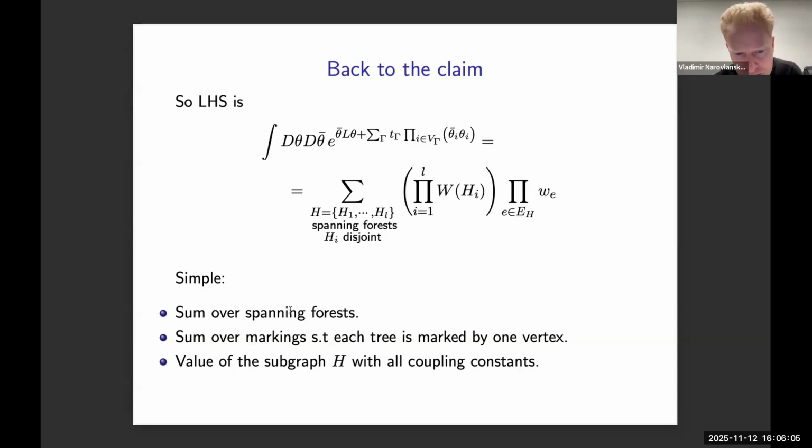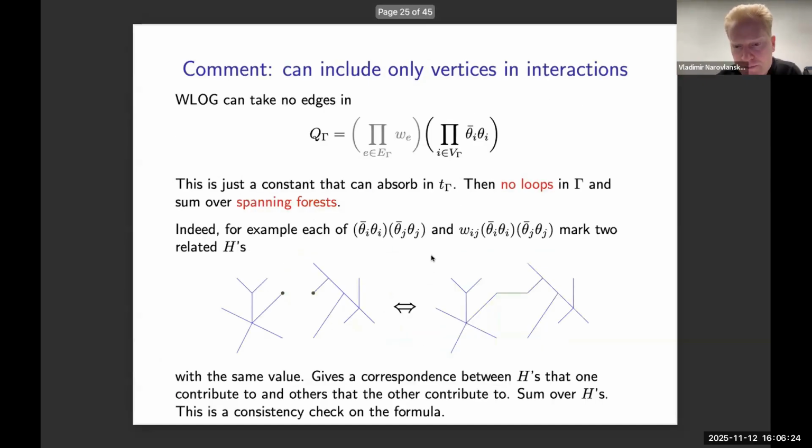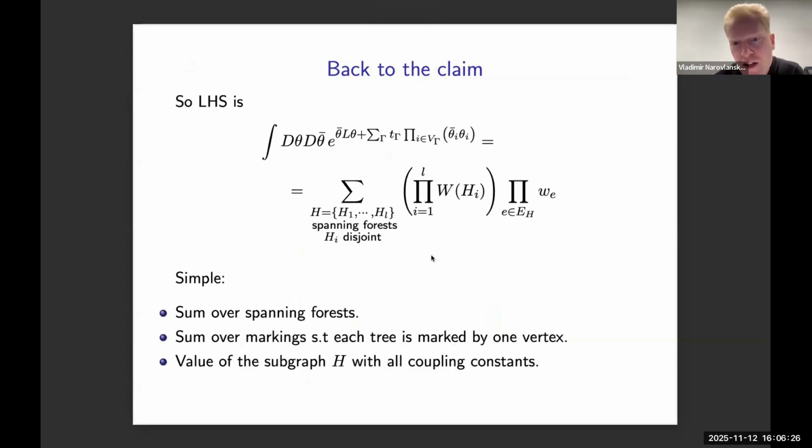You need to sum over all the spanning forests. For every forest, you need to sum over all the markings with the interaction, such that, a simple rule, every tree of the forest includes exactly one vertex. Just as in this picture, every tree has one point. And then the value we assign for every such thing is the product of the couplings that you used and the weight of the subgraph, just the product of the weights of the subgraph. And that's it. This is a very simple description.